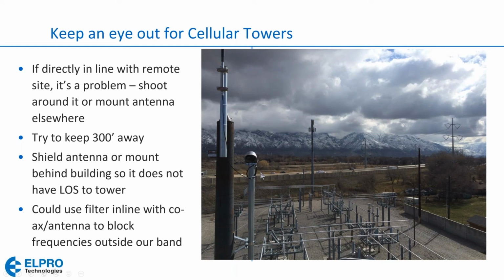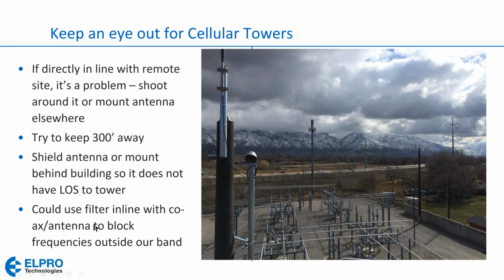Now, if you go to the top of a hill or the top of a water tower and you discover, wow, there's already a bunch of antennas or cellular towers up here, there are some other tricks that we can do, like we can shield our antenna. Shielding is the same as mounting it behind a building so that it does not have line of sight to the tower. If we could orient the antenna so that it has line of sight to the remote site we're dealing with, but not to the tower, then we've made sure we're not going to have a powerful source of interference coming off the cellular tower going straight into our radio.